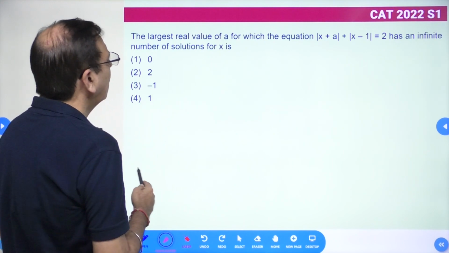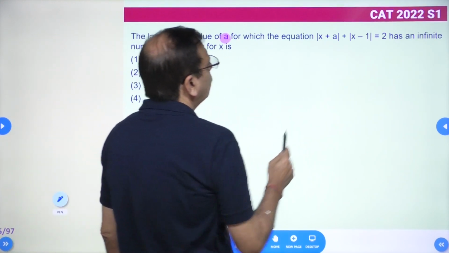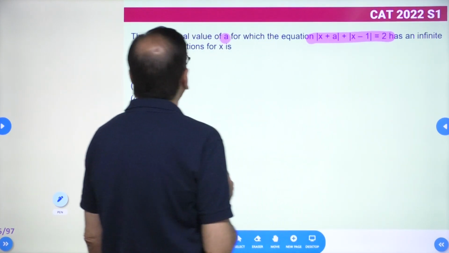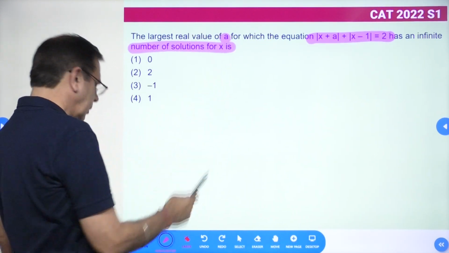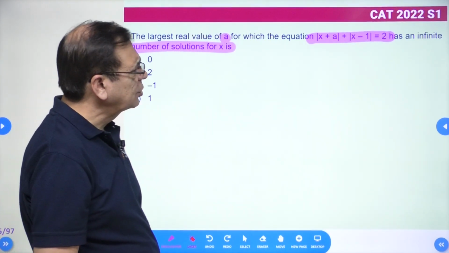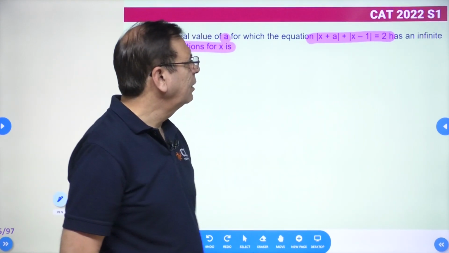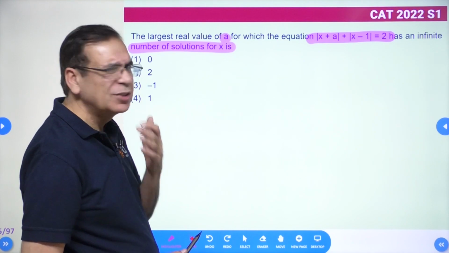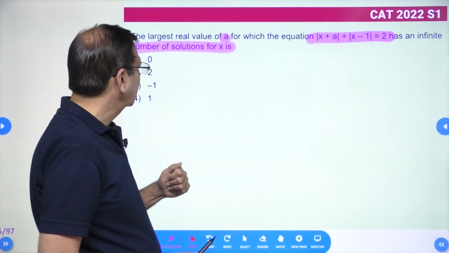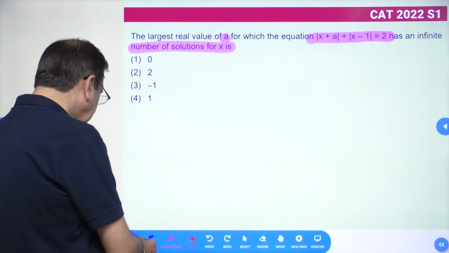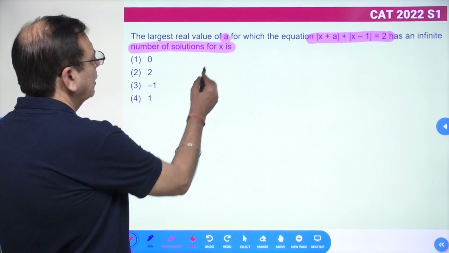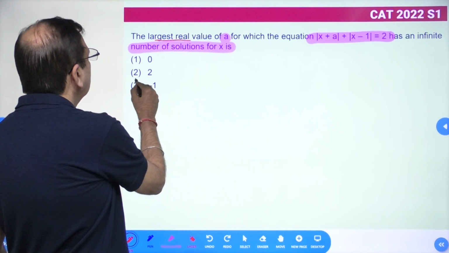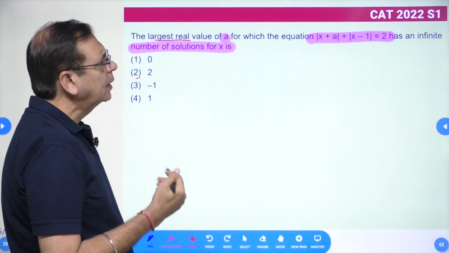The largest real value of A for which the equation has an infinite number of solutions for X. Okay, infinite number of solutions चाहिए. उसके लिए we want to find the largest value of A. Obviously, we could substitute and check out. So since the question is asking about the largest real value of A, so largest तो 2 है, डाल के देखोगे उसमें.